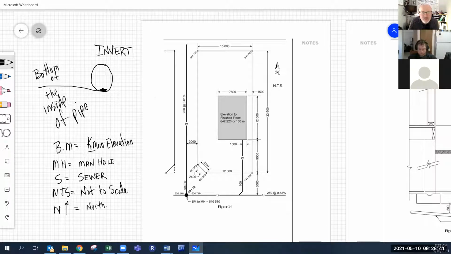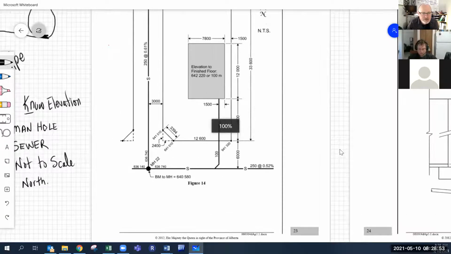Okay, so I want to make a couple of notes again on this particular picture. So down here in the bottom, let me just slide this up a little bit. This is the benchmark to the manhole. This is the manhole. These numbers right here, the 636,740 are inverts. This is an invert, this is an invert, this is an invert.